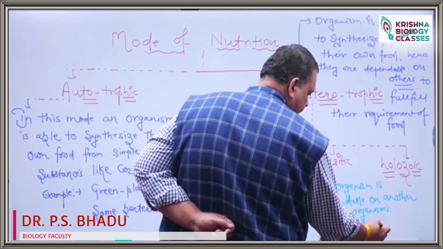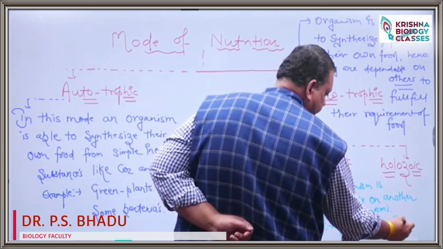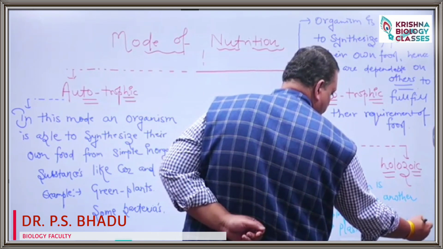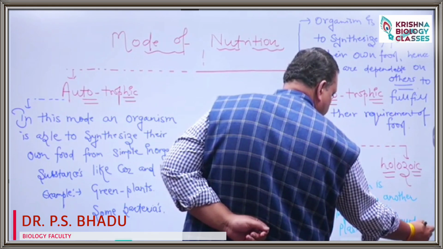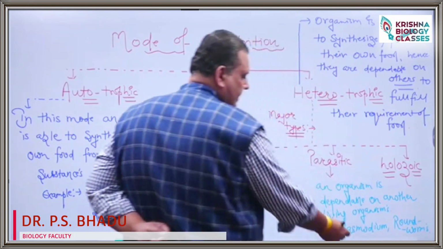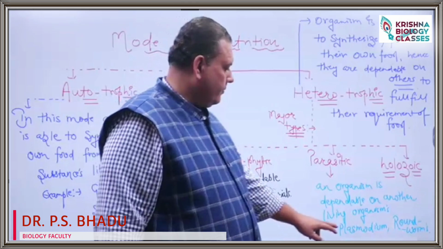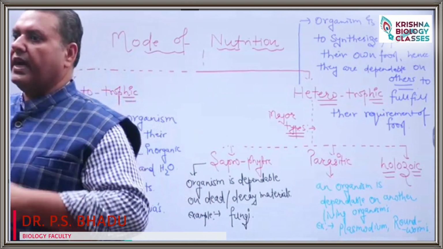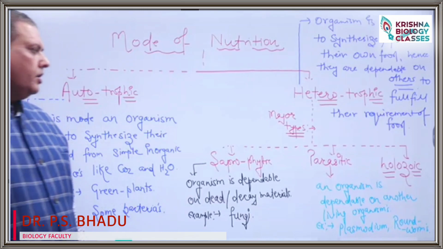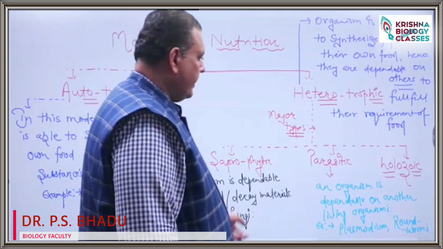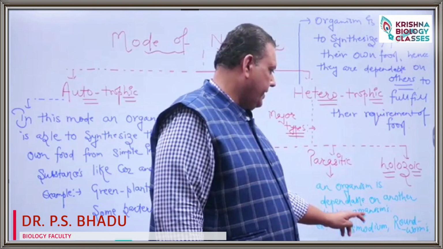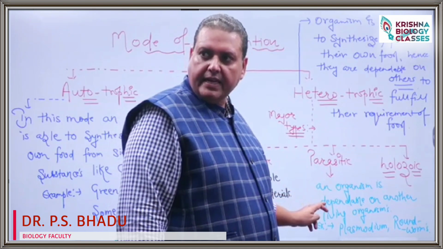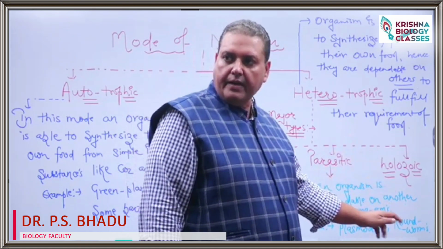Example: Plasmodium and roundworms. These are the parasites which used to cause disorders inside our body. So we are the host for these organisms. So the organism which is dependable will be considered as parasite, and the one on which it is dependable will be considered as host.